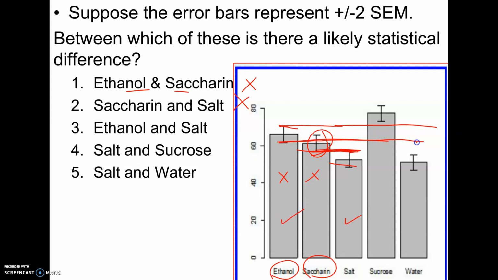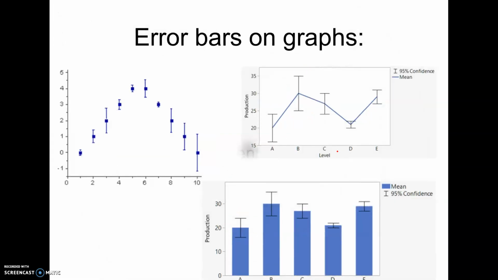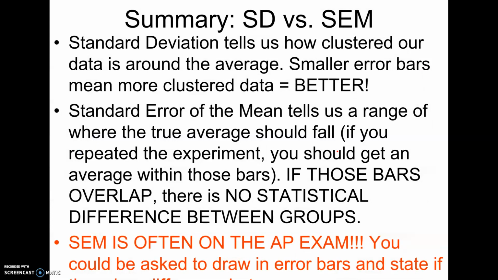If I slide this error bar over or slide this error bar over, notice I end up still with a gap between the two. So yes, statistical difference. Salt and sucrose, same, right? If I slide this error bar over, this one has a statistical difference basically from all the other groups. So yes. And salt and water, no statistical difference because these error bars hit each other. All right, so that's it. That's standard error, and the difference between standard error and standard deviation.